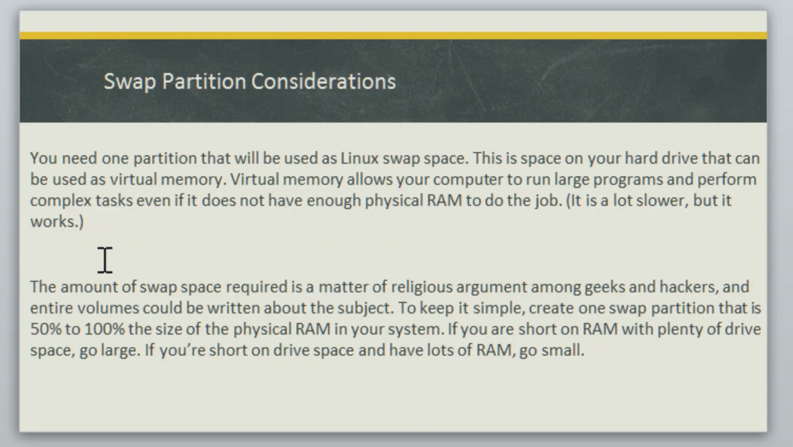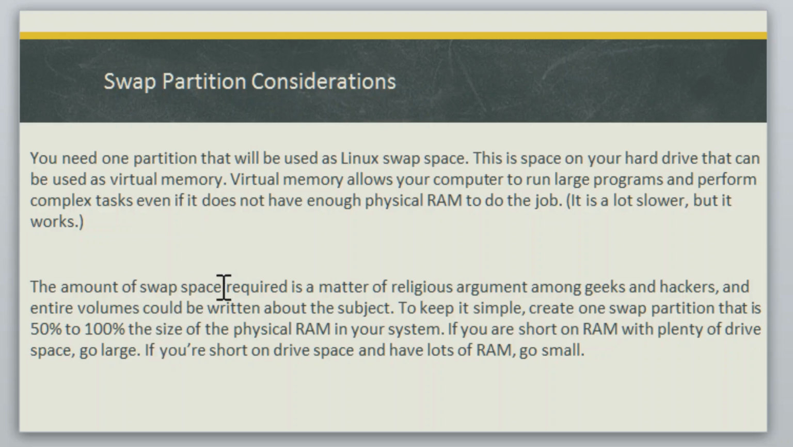Another partition you're going to need on your system is something called swap. This is space on your hard drive that can be used as virtual memory. It's very similar to RAM, which stands for random access memory. Virtual memory allows your computer to run large programs or perform complex tasks even if it does not have enough physical RAM to do the job. So when RAM runs out, your system goes to this swap, okay?